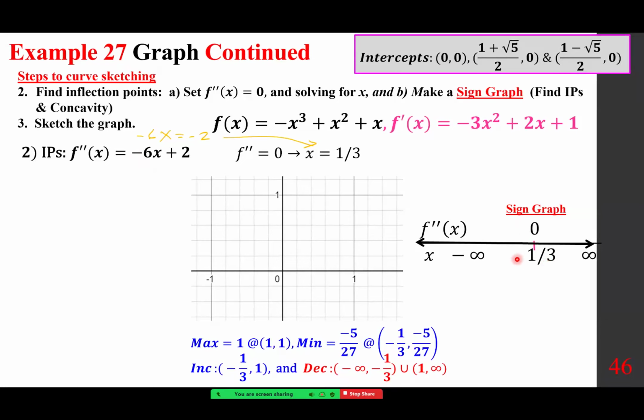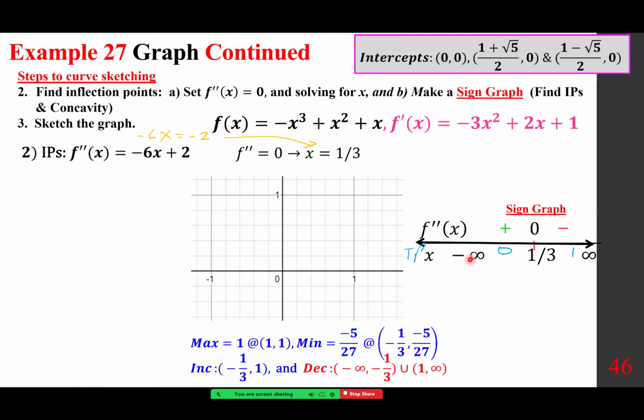So test point to the left, of course, the easiest point would be 0, right? TP, I'm going to call it, short for test point 0. Over here is 1. And if you plug in 0 into f double prime, you get positive 2. So this is positive, it will alternate. If you plug in 1, you'll see that. So what does it mean?